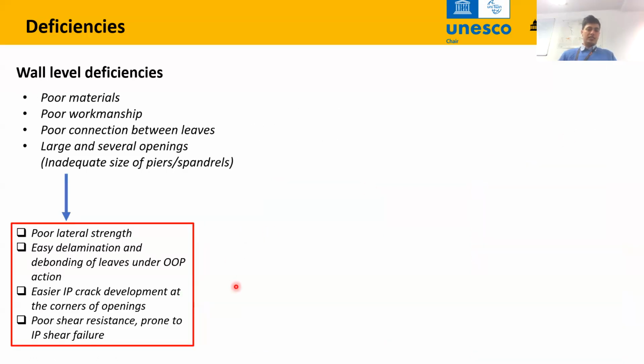So in terms of engineering judgment, or engineering computations and so on, what do these deficiencies mean? We can say that wall level deficiencies result in poor lateral strength of walls, easy delamination and debonding of leaves on out of plane action, easier in-plane crack development at the corners of openings when the openings are larger, poor shear resistance, therefore prone to in-plane shear failure.